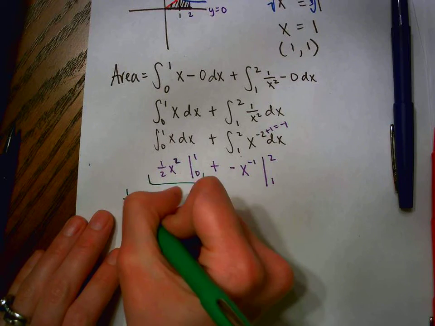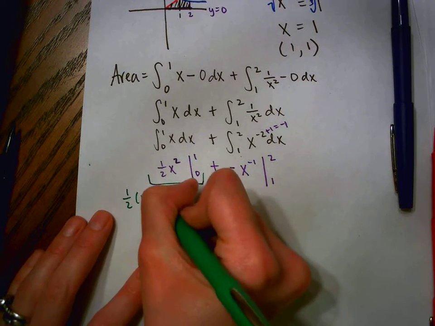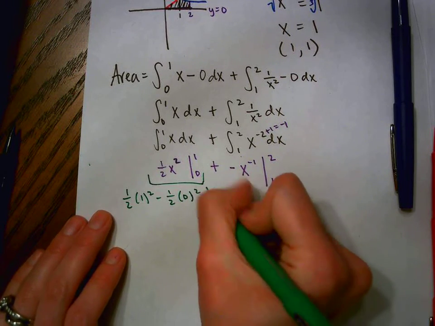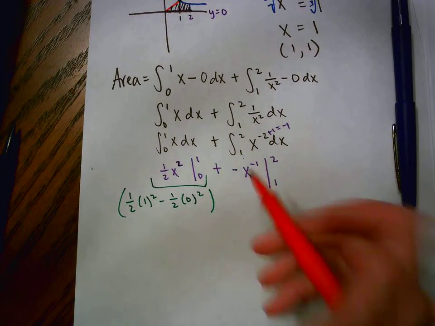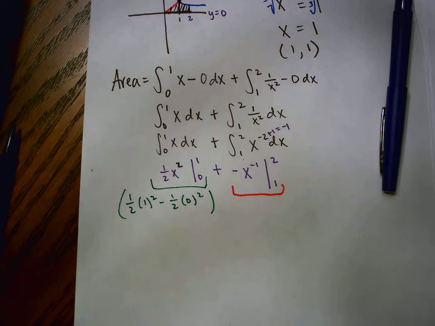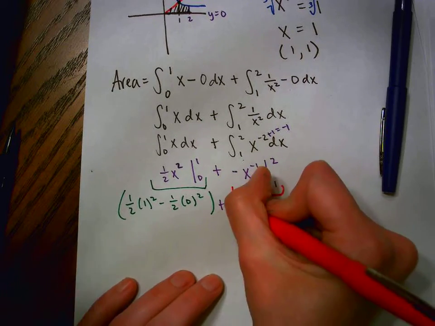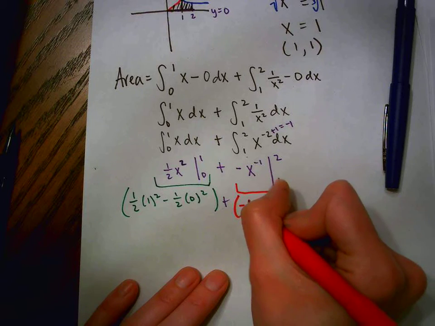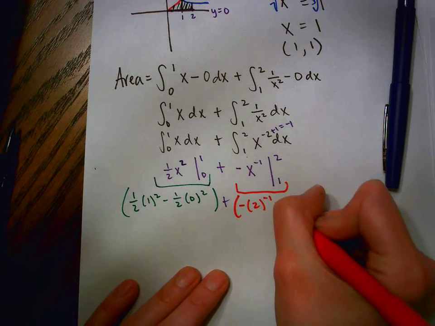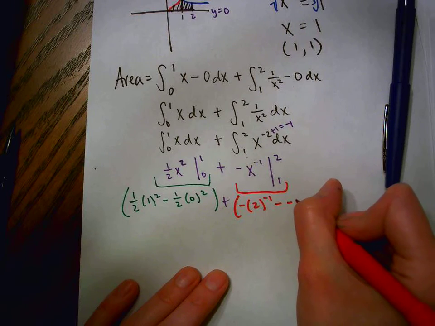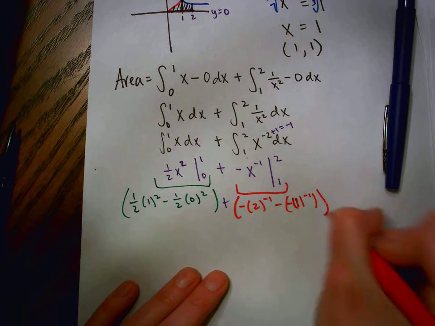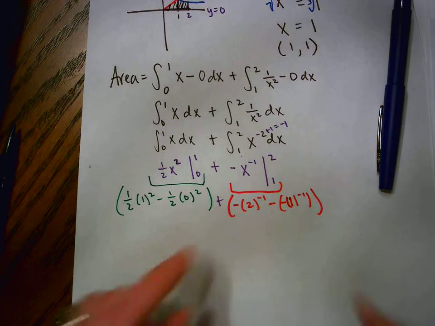So that is 1/2 times 1 squared minus 1/2 times 0 squared. That's f of b minus f of a. Now I'm going to do the second one. So I have my plus. Now I'm going to do negative 2 to the negative 1 minus negative 1 to the negative 1. I'm writing this with a lot of parentheses. Did I close all my parentheses? Yes.